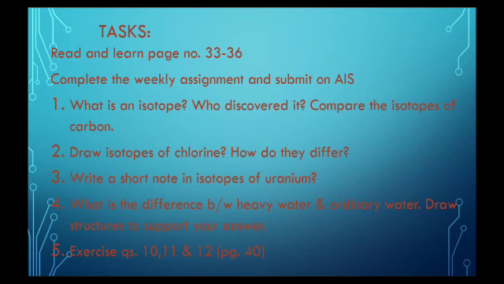Okay, then the first question that you have to do is, what is an isotope? Who discovered it? Compare the isotopes of carbon. I have explained the isotopes of carbon to you. You can gather more information and you have to write it down on the loose sheets. Then comes draw isotopes of chlorine. Again, you have to just draw the isotopes of chlorine, and then you have to write their differences. You can write their properties.